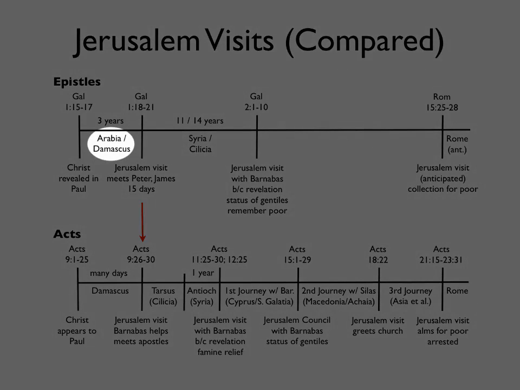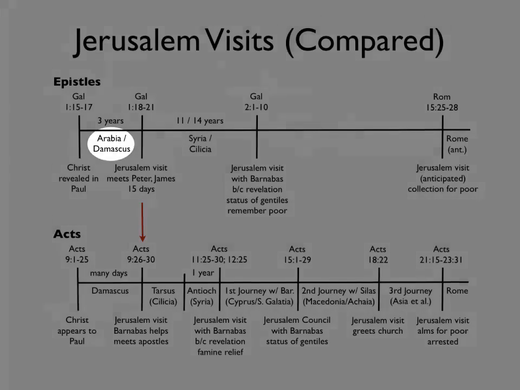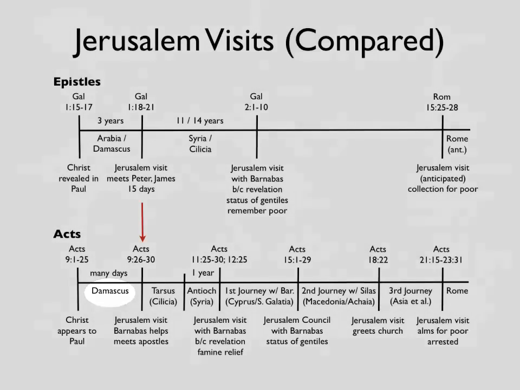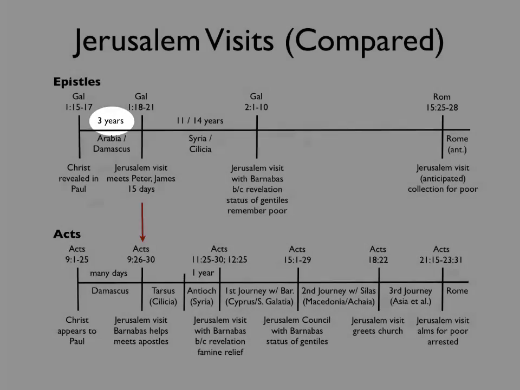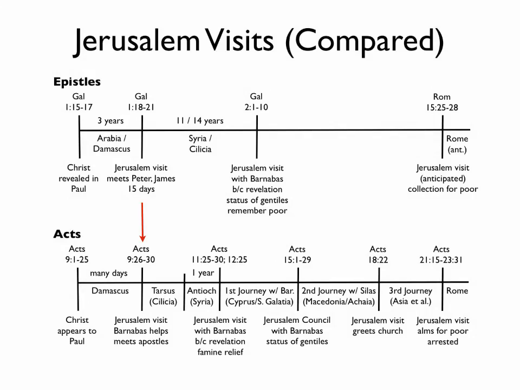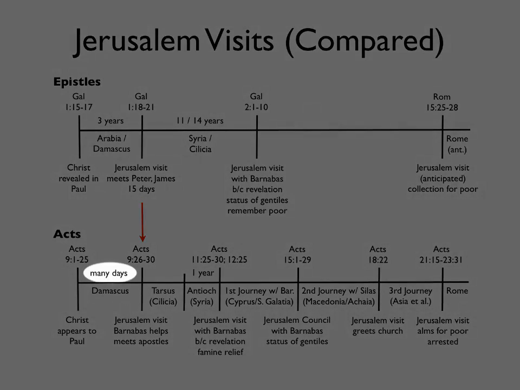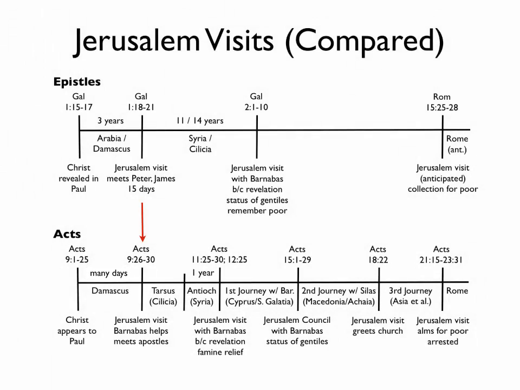For instance, Paul claims that he went immediately to Arabia after his revelation. Acts knows nothing about any trip to Arabia. Or again, Paul says that 3 years pass before he leaves Damascus for Jerusalem. Acts glosses this time frame simply as many days. Granted, 3 years would in fact be many days, but one usually doesn't gloss a time frame in terms of days when years are in view.